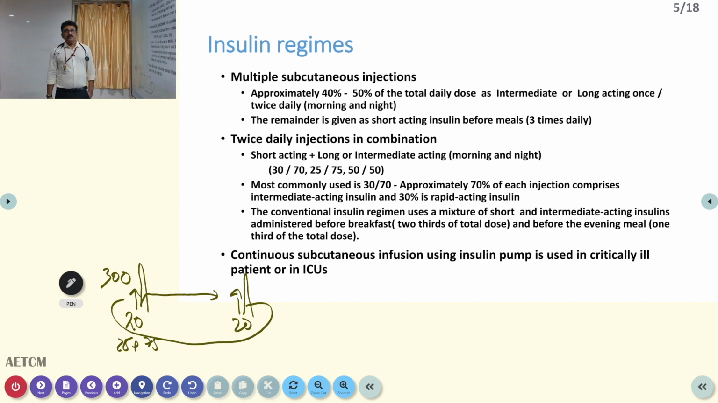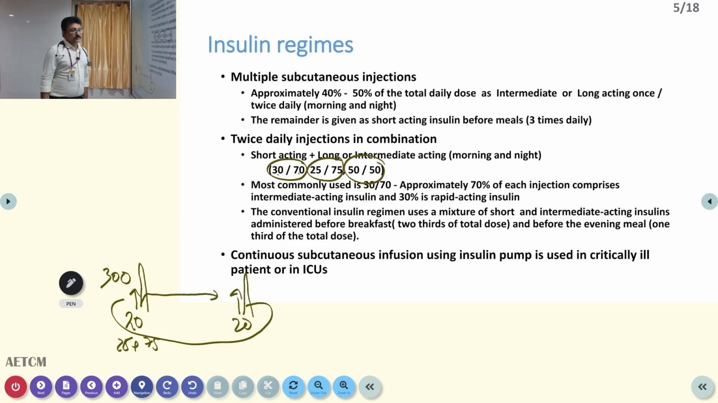So different types of regimes are there. That mixing of insulin is a very important thing. We are not mixing; that type of insulins are available in the market. I am not telling the brand names for this insulin because it's a clinical class. We cannot tell the brand name. So there are different combinations. 30-70, that means 30% is regular insulin, 70% is long acting. 25-75 is another combination. 50-50, you should know why 50-50 is used.